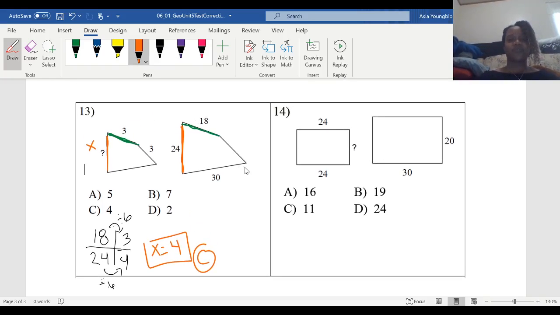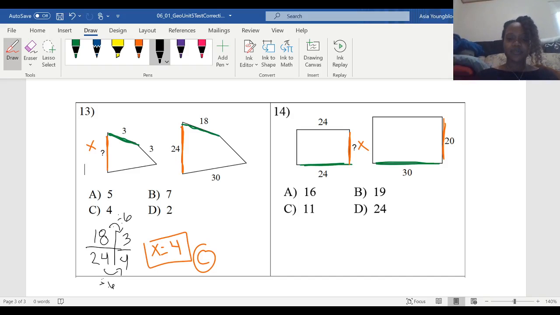Let's try this again with number 14. Start by identifying your corresponding sides. So we're working from this rectangle to this rectangle. So this side, 30, is going to match up with 24. And this side, 20, is going to match up with our missing side length x.